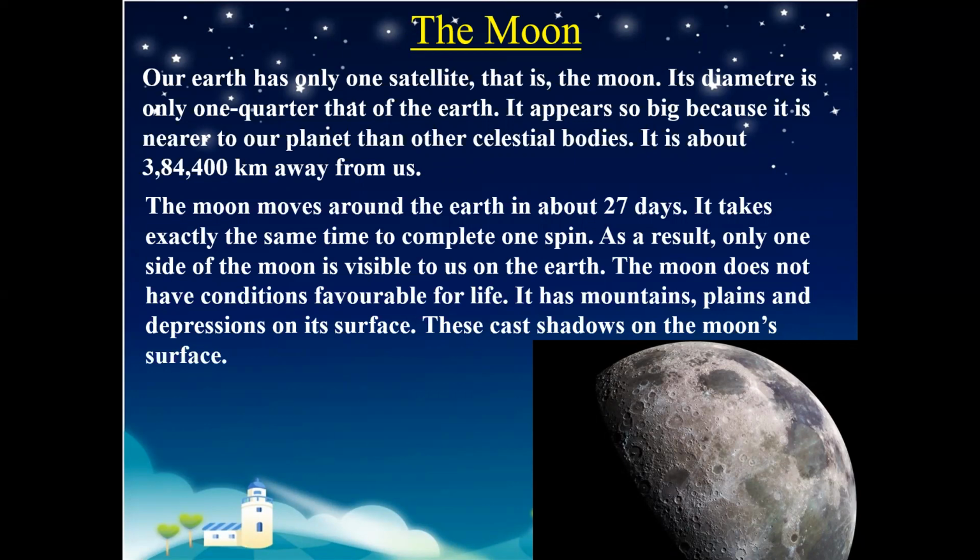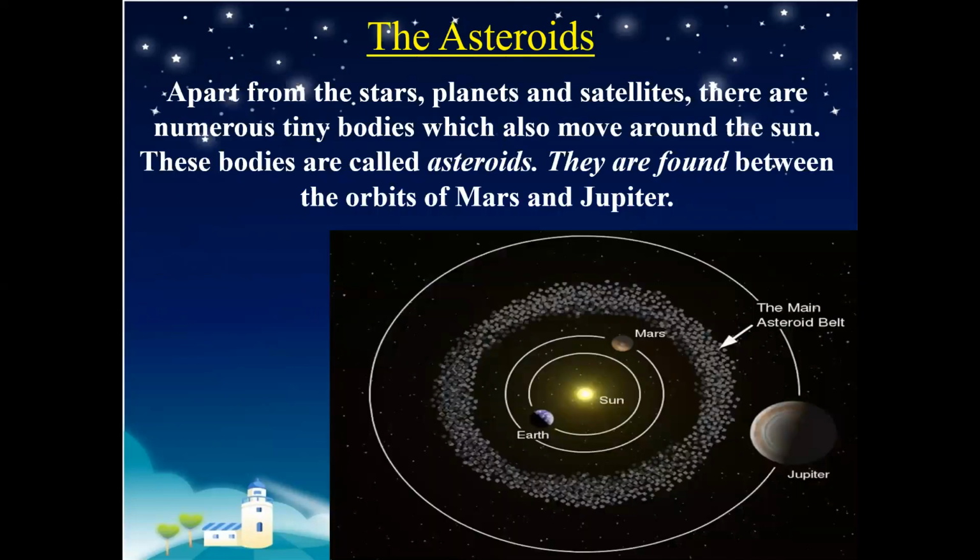The Moon does not have conditions favorable for life. It has mountains, plains, and depressions on its surface. These cast shadows on the Moon's surface. Now let us move on and study about the other celestial bodies in the solar system, which are the asteroids and the meteoroids. Asteroids: apart from the stars, planets, and satellites, there are numerous tiny bodies which move around the sun. These are known as asteroids.